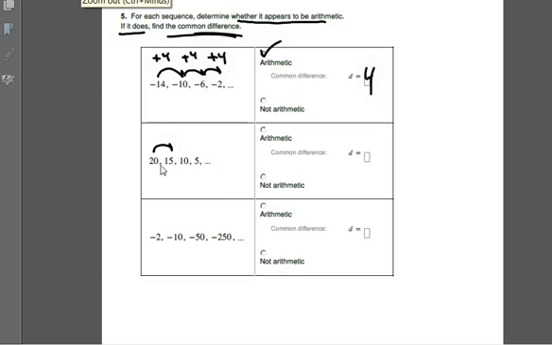Looking down here at this term, 20 to 15 is a minus 5. 15 to 10 is a minus 5. 10 to 5, negative 5. Arithmetic, common difference negative 5.